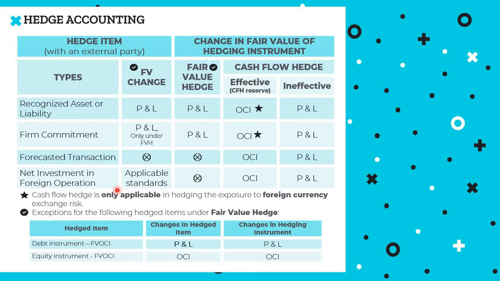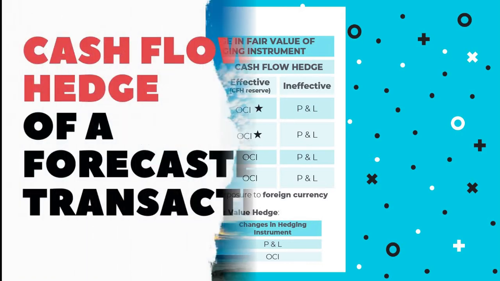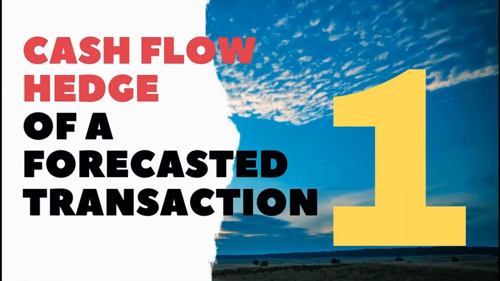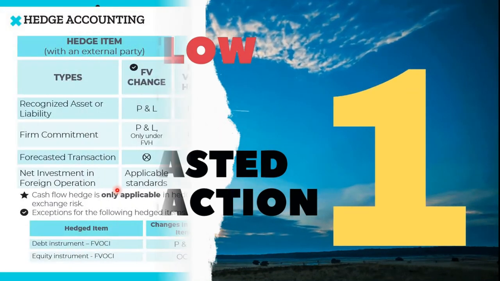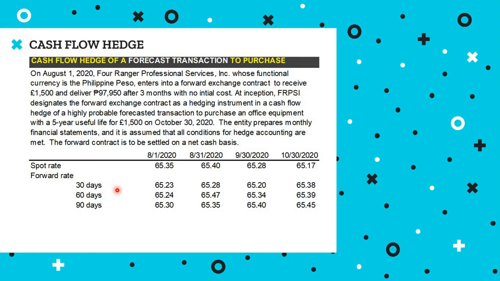So, ngayon, let us proceed to our first illustrative problem. So, let's start. This is a cash flow hedge daw of a forecast transaction to purchase. So, ibig sabihin tayo ay bibili. On August 1, 2020, Four Ranger Professional Services Inc., whose functional currency is the Philippine peso, enters into a forward exchange contract to receive 1,500 pounds and deliver 97,950 pesos after 3 months with no initial cost.